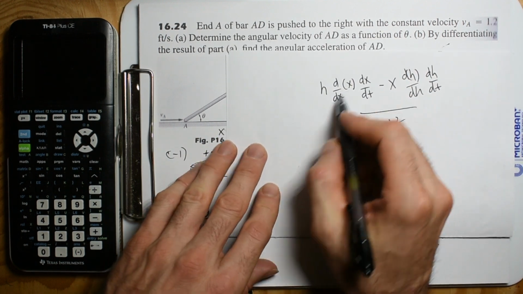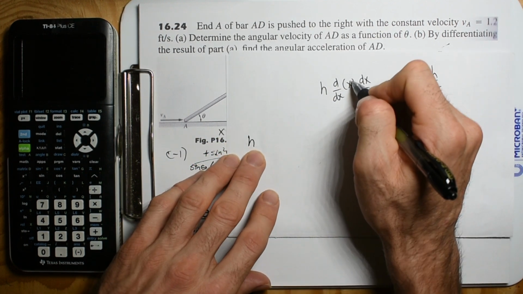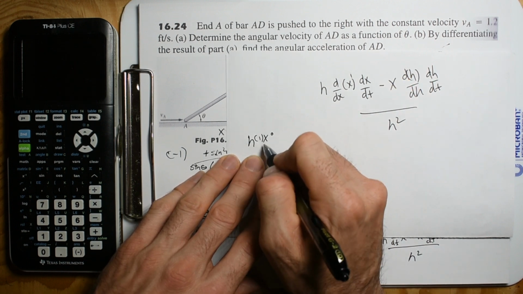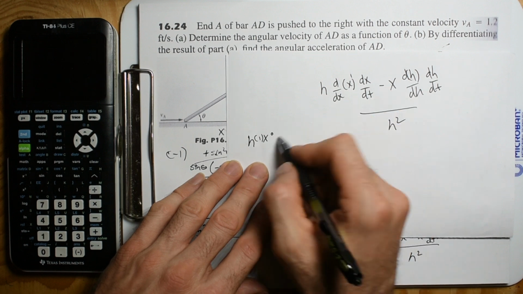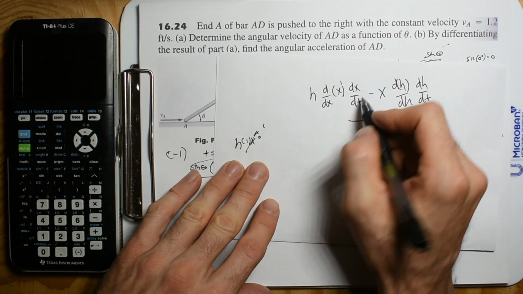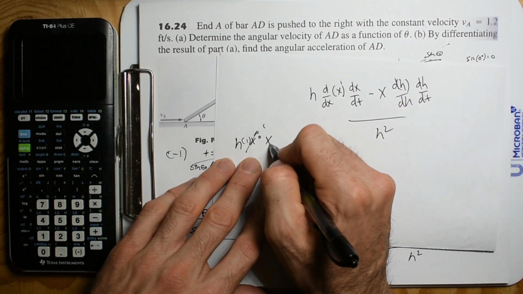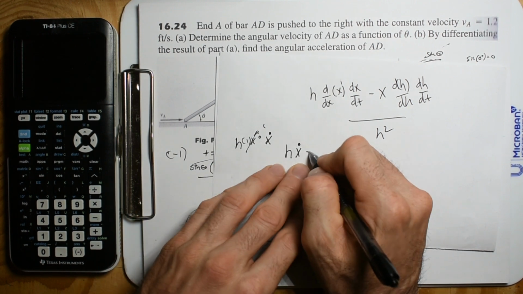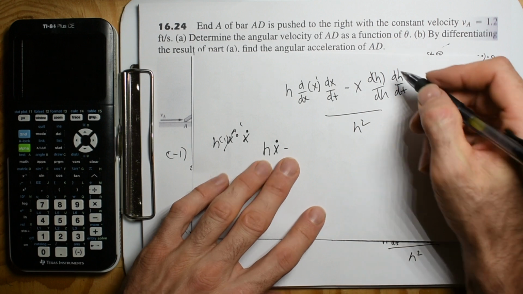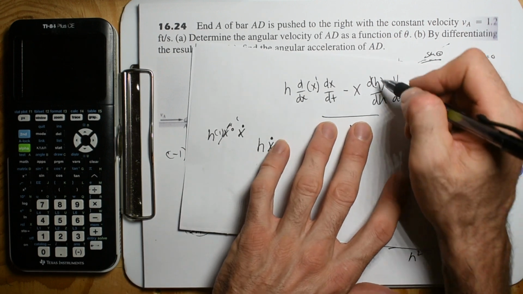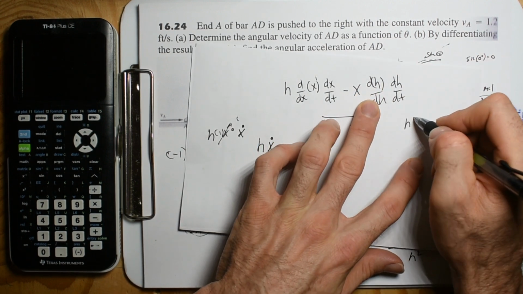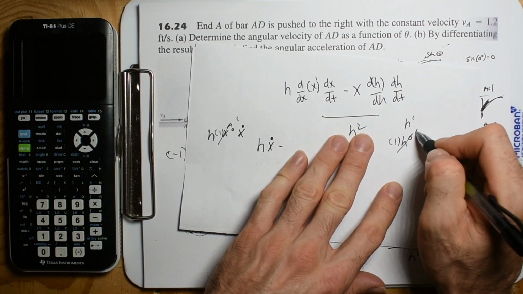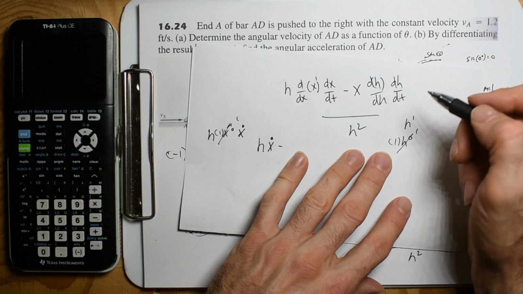And again, how did we do this? This is going to be h. This x is to the 1, so we're going to have x to the 0, bring down the 1. Sweet. So this is just 1. And then dx dt is just going to be x dot. So we're going to have h x dot minus this. h to the 1, the derivative brings down the 1, h to the 0. So that's just 1. Cool.